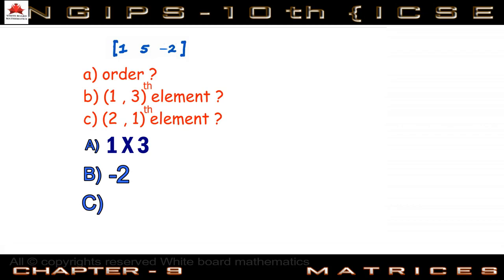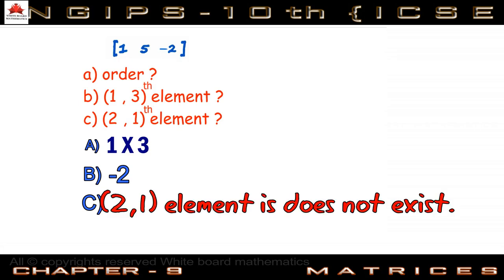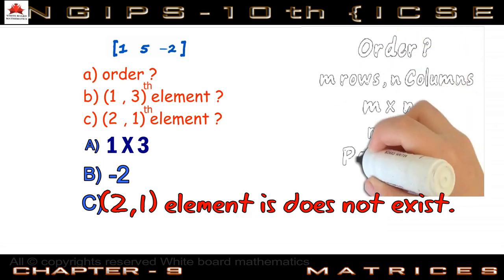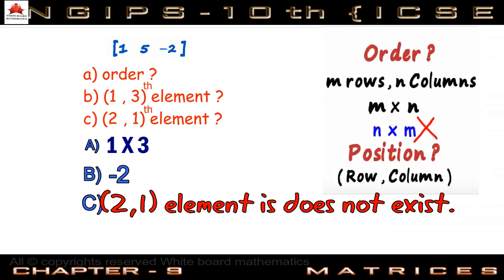What about the 2 comma 1 element? Second row and first column. But this matrix has just 1 row. So the 2 comma 1 element does not exist. Let's quickly review what we learned. What is the order of the matrix? If it has m rows and n columns, the order will be m by n and not the other way around. And how is the position of an element of the matrix defined? The row number first and then the column number.